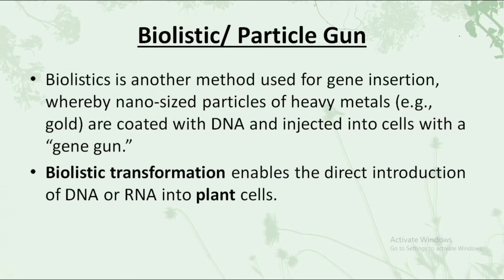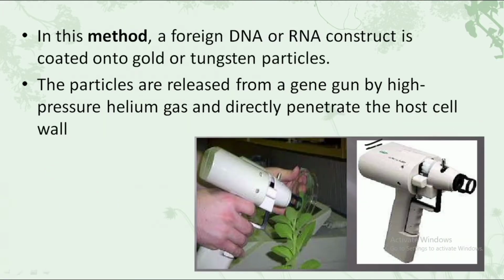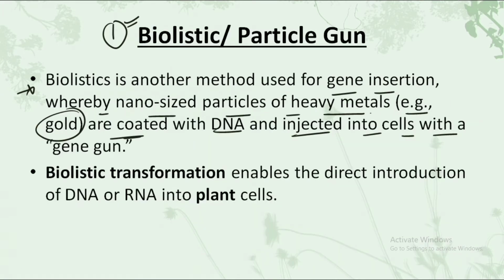So talking about the direct method, the first one is the biolistics or the particle gun. It is another method that is used for the gene insertion, whereby the nano-sized particles of the heavy metals, for example gold, are coated with the DNA and they are injected into the cells with a gene gun. So how does a gene gun look like? This is how a gene gun actually looks like. So the biolistic transformation enables the direct introduction of the DNA or the RNA into the plant cell.